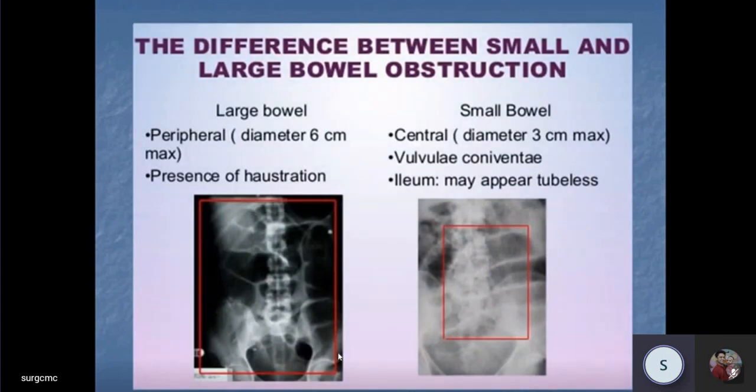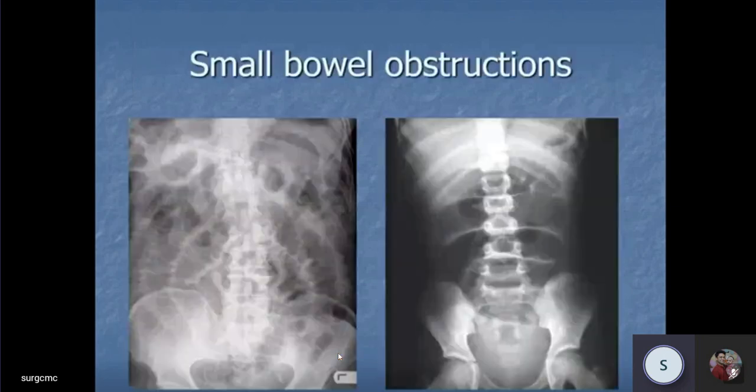Okay, so in small bowel obstructions, the dilated bowel loops are generally placed more centrally, first of all, whereas in large bowel obstructions, the dilated bowel loops are more peripheral. Valvulae conniventes are a typical feature of small bowel obstruction, particularly jejunal obstruction. In dilated jejunum, you can see the small mucosal folds, more centrally placed. This is small bowel obstruction.